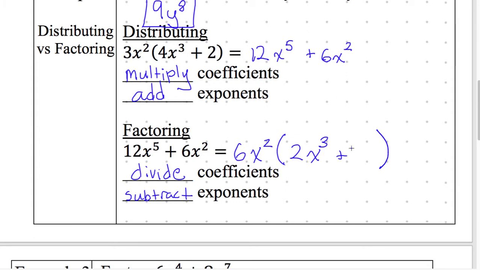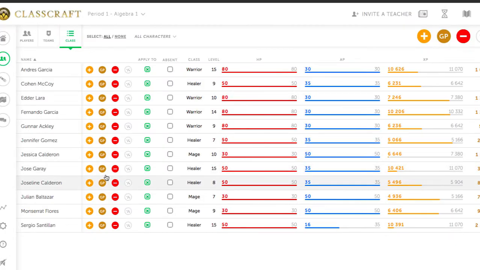Sergio. Is it just x? 6 divided by 6 is? 1. And then x squared divided by x squared is? 1. So 1 times 1 is just 1. There it is. Yeah, thank you, Sergio. 2x cubed plus 1. There it is. Boom.